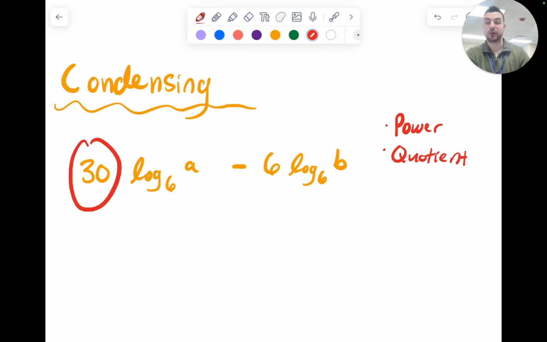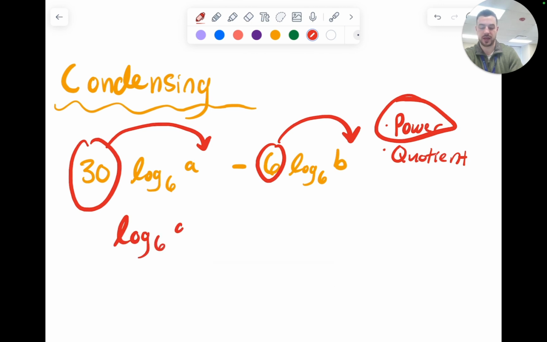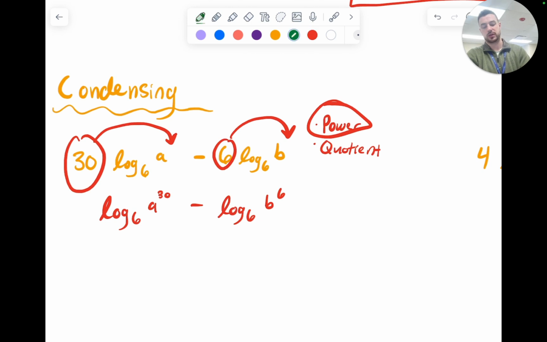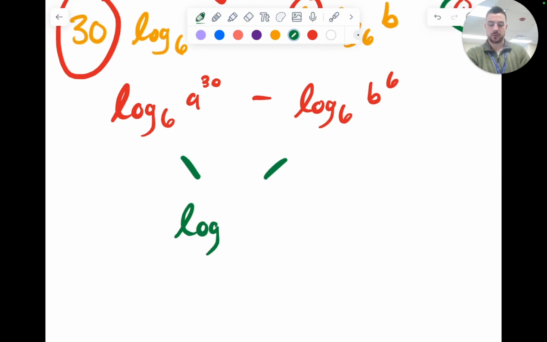Because my 30 only belongs to the A and my 6 only belongs to the B, I'm going to do that power property first. So we're going to have log base 6 of A to the 30th minus log base 6 of B to the 6th. Now that we've done that, we've got those values out in front, we have subtraction. So my subtraction tells us that we are going to be using the quotient property. So now I'm going to condense from 2 logs to 1. Log base 6 of, now I'm going to have A to the 30th divided by B to the 6th.